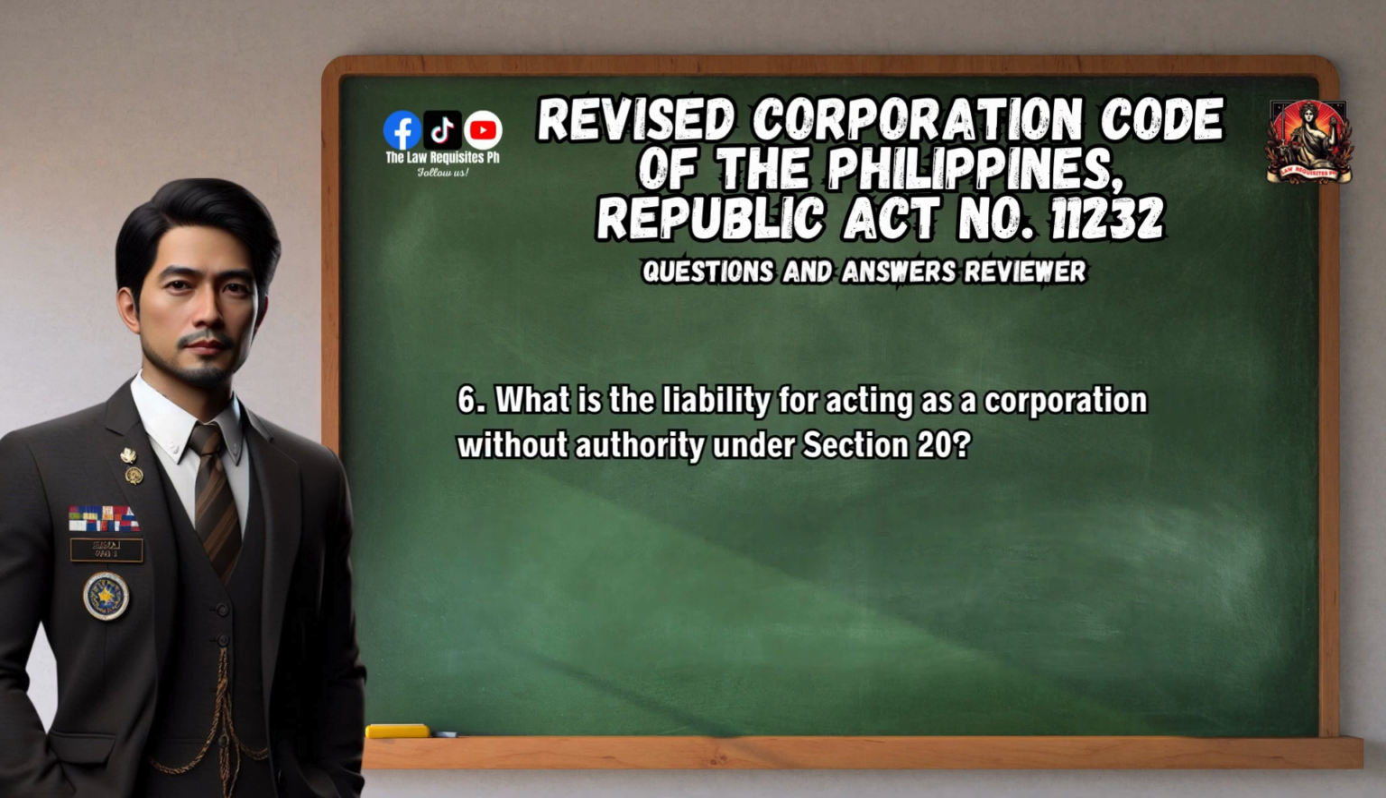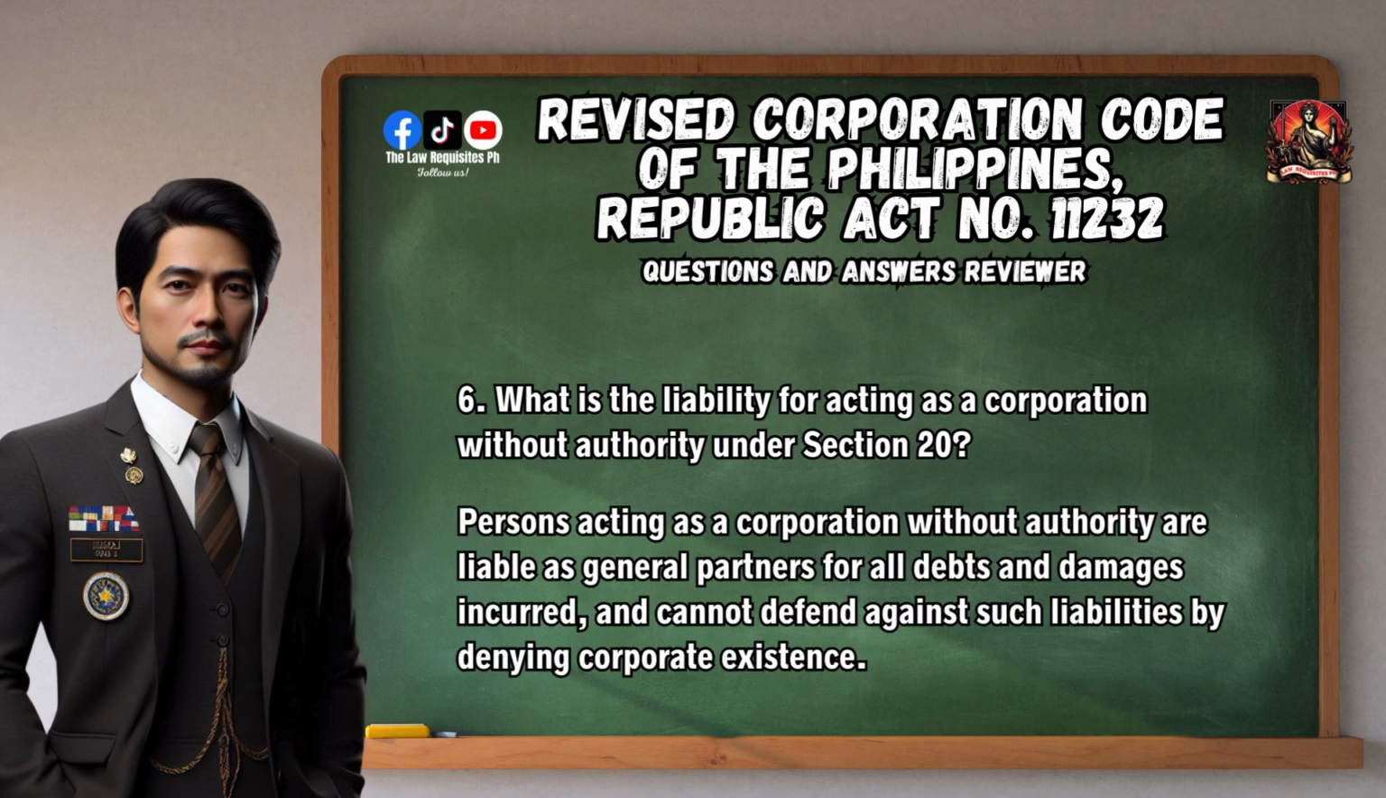6. What is the liability for acting as a corporation without authority under Section 20? Persons acting as a corporation without authority are liable as general partners for all debts and damages incurred, and cannot defend against such liabilities by denying corporate existence.